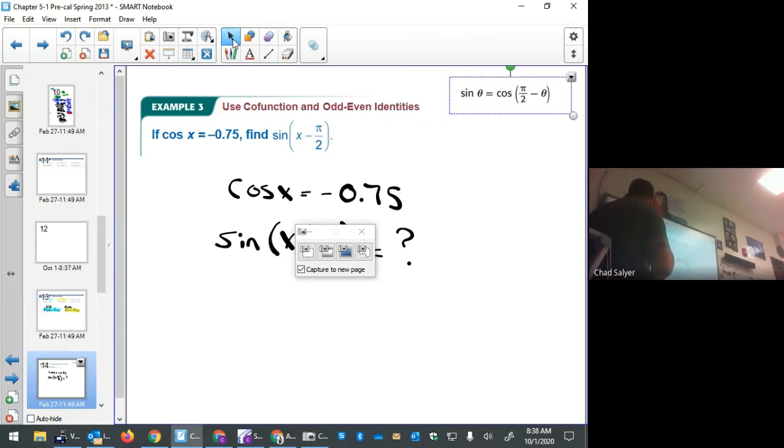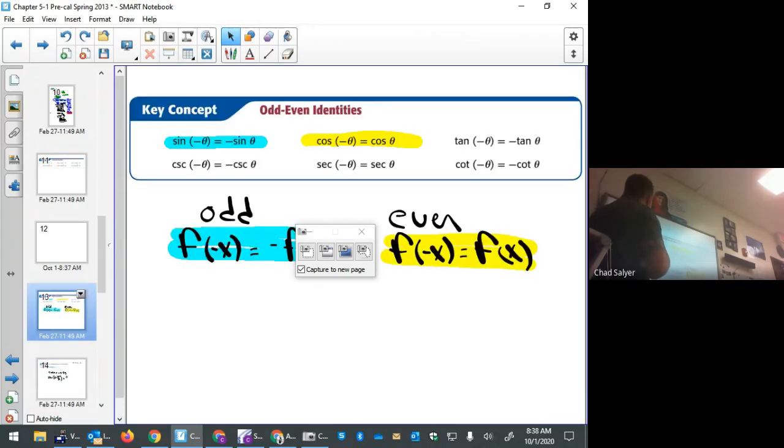And we'll also use the cosine of negative theta is cosine theta. That'll do it for us, I think.